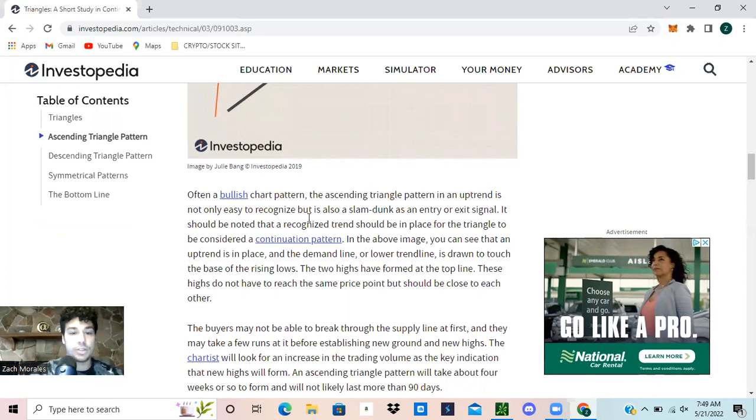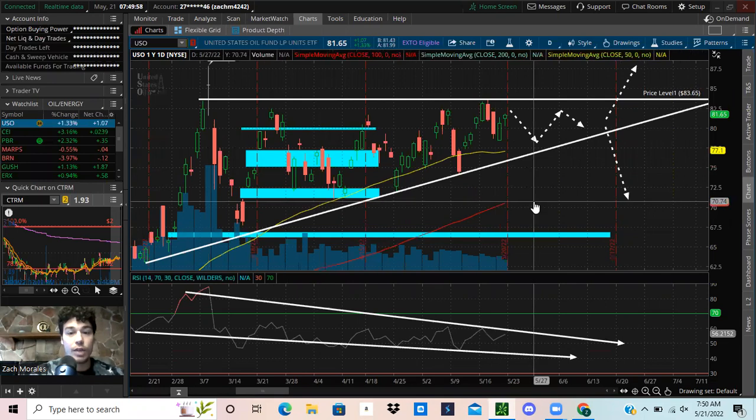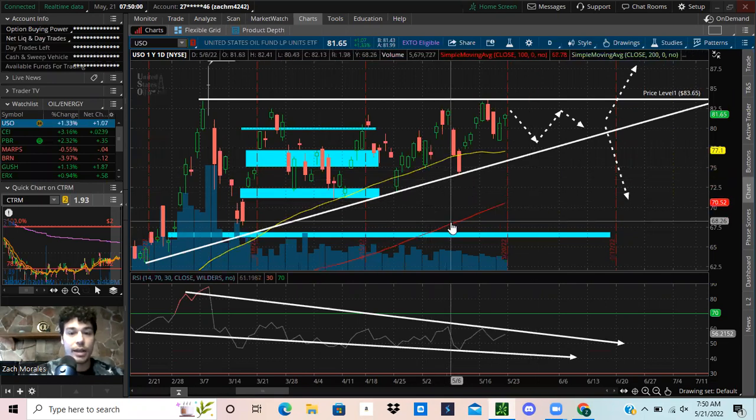It should be noted that a recognized trend should be in place for the triangle to be considered a continuation pattern, meaning it's going to continue the trend that it's already established. So let's look at what the trend is before we hop into this. We can do that a couple ways by looking at our 50 SMA and our 100 SMA, and we can see that they're in an uptrend.